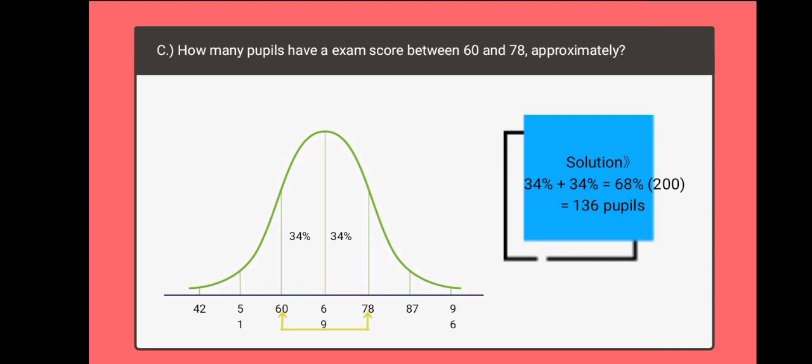Third example. How many pupils have an exam score between 60 and 78 approximately? The one we are searching for is the approximate number of students that score between 60 and 78. The solution will be like this. First, add the percentages between 60 and 78. So, 34% plus 34% is equal to 68%. To get the approximate number of students, you must multiply 68% by the number of students, which is 200. So, 68% times 200 gives 136 pupils.